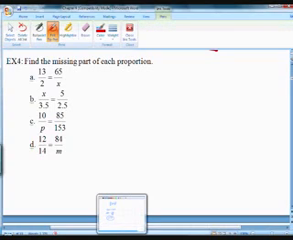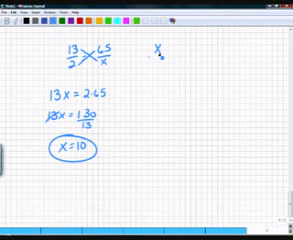The second one says x over 3.5 equals 5 over 2.5. Since these are proportions, what makes this a proportion? A fraction equal to a fraction. That's it. Two fractions equal. That makes it a proportion. Since it is a proportion, then what times what is equal to what times what?